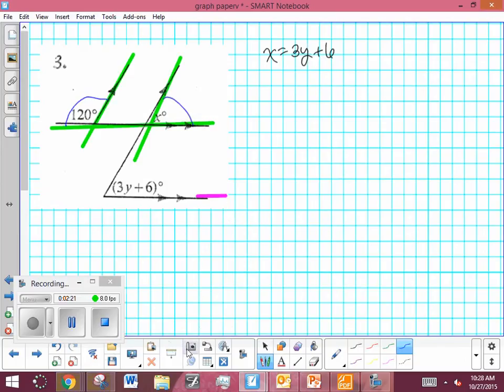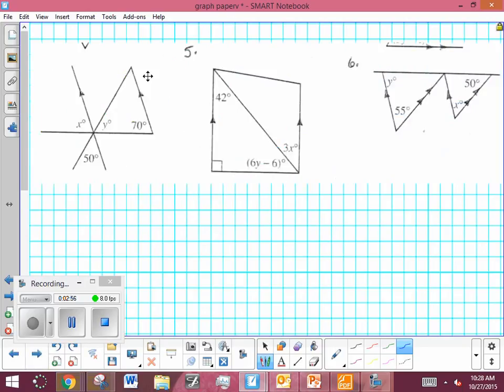I can transfer a value here, and it doesn't matter which value you transfer, but if this is x here, I should know that this angle here is also x. Those are corresponding. Okay. Now with these two blue angles over here, they should be supplementary because they're a linear pair, so x has to be 60. So x is 60. Now if x is 60, I come over here and say 60 is equal to 3y plus 6. 54 is equal to 3y. Divide by 3 gives me 18 is equal to y.